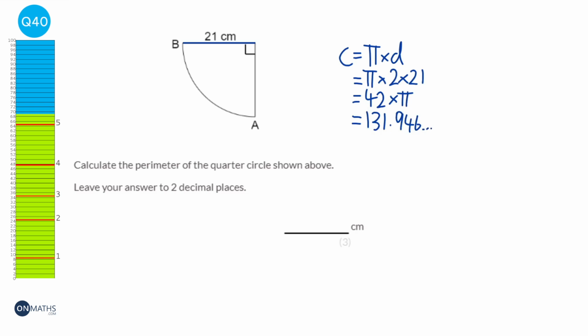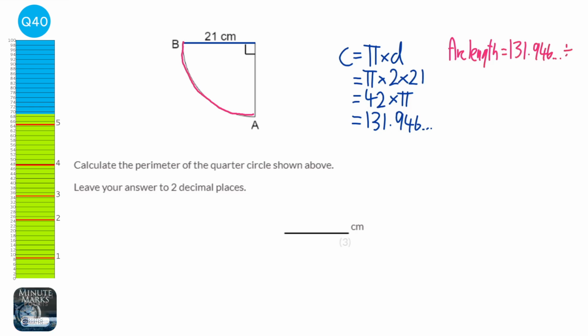Now, we don't have a full circle here. We've got to work out what fraction of a circle we have. Well, we obviously have a quarter of a circle. So to find the arc length, which is this part here, like a part of a circumference, we're just going to get that circumference and divide it by 4. So we take the 131.946 and divide it by 4. When we do that, we get 32.986, and so on.